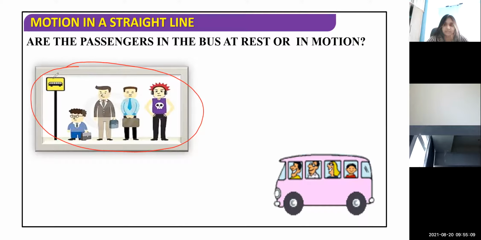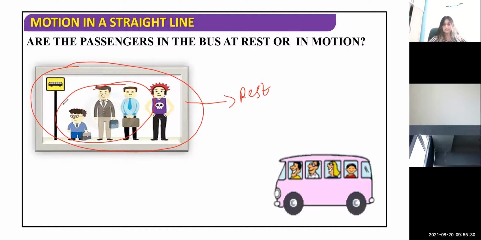They are at rest position, but with whom? With respect to what? Surroundings. With respect to surroundings. With respect to surroundings means with respect to these people.